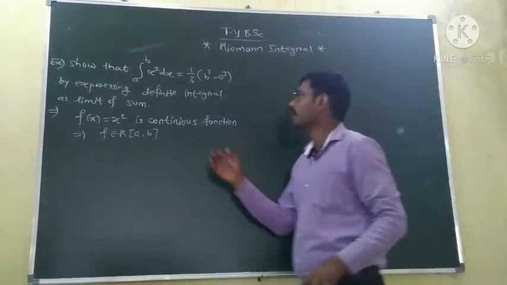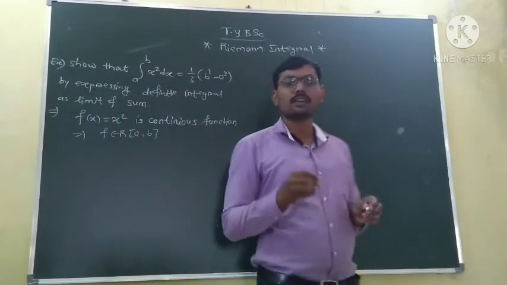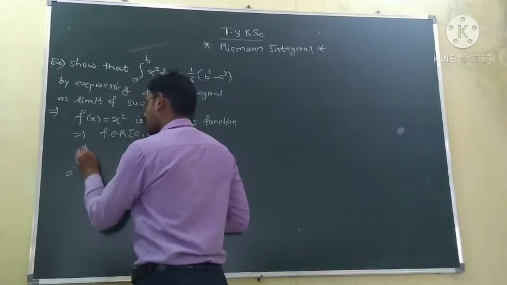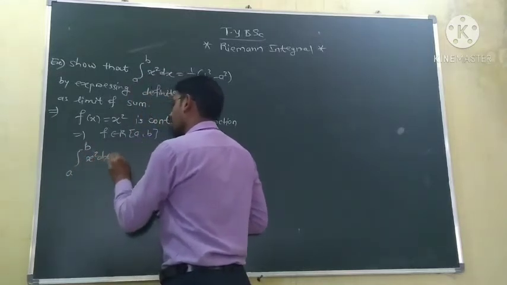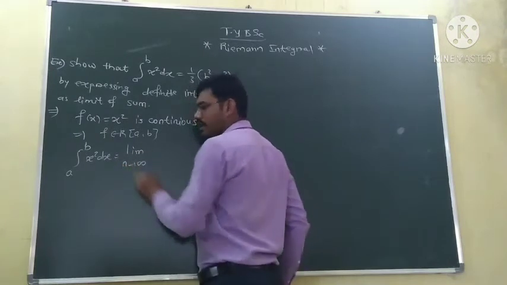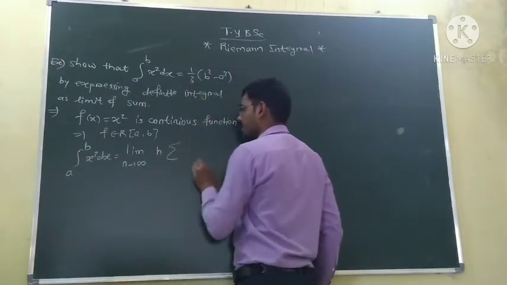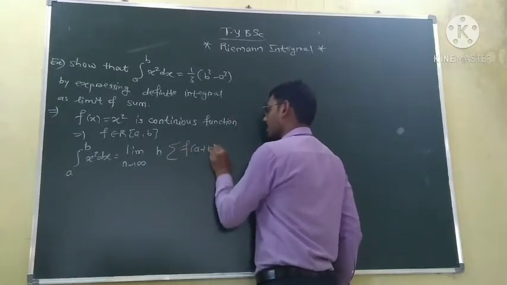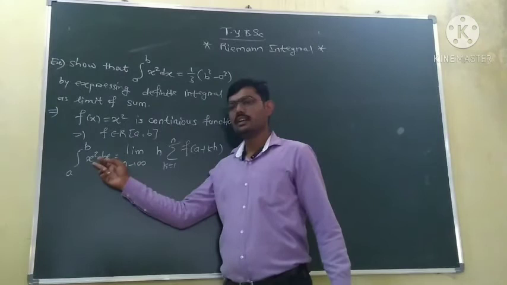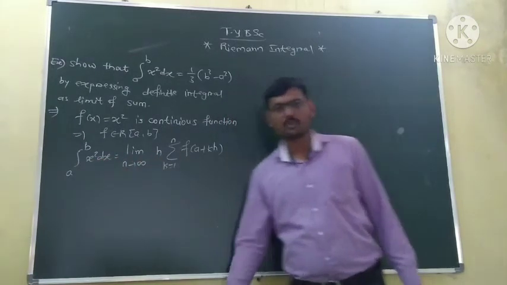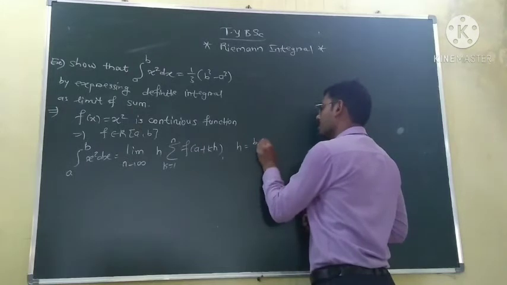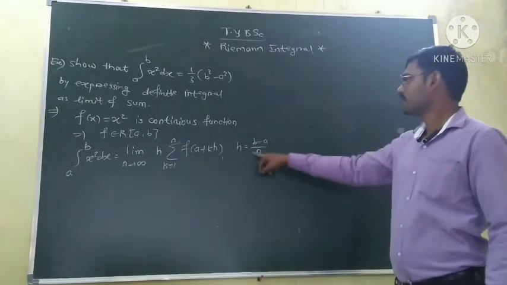So we know the formula for integral as a limit of sum. If the function is integrable, then the integration of the function f of x, here f of x is x square, from a to b is equal to the limit n tends to infinity of h into the summation of f of a plus kh, where the summation is from k equal to 1 to n. This is the integral as the limit of sum, and h is equal to b minus a upon n. This is the value of h.